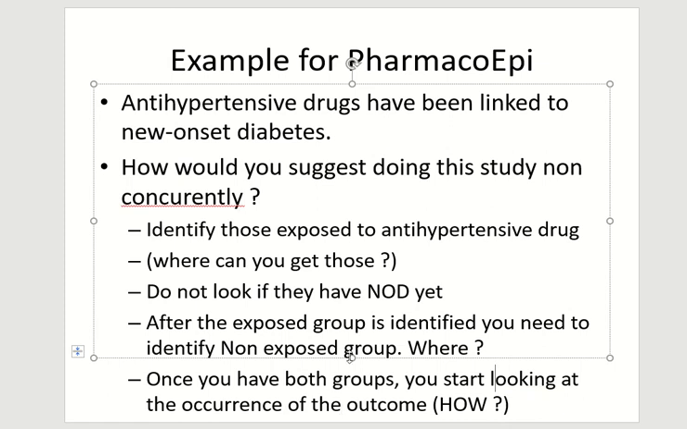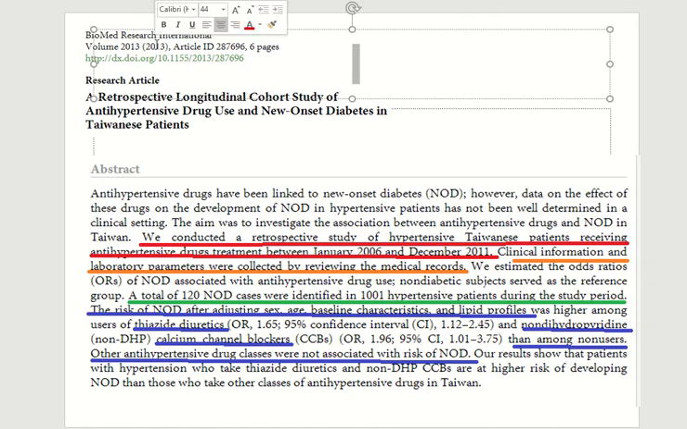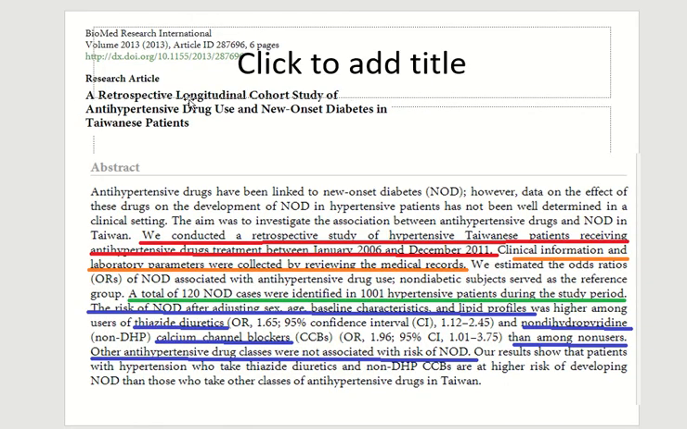The reason I'm giving you this example is because there is an article that I want to share with you. This article was published in 2013 and it's titled A Retrospective Longitudinal Cohort Study of Antihypertensive Drug Use and New Onset Diabetes in Taiwanese Patients. Now again notice they said retrospective longitudinal at the same time. We say non-concurrent prospective, but that's fine.